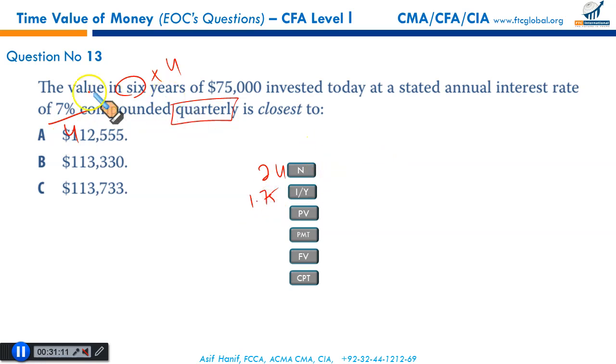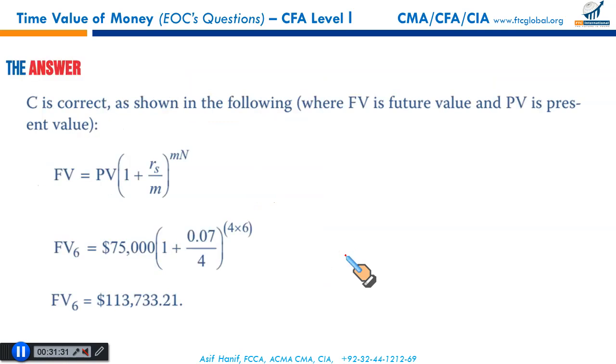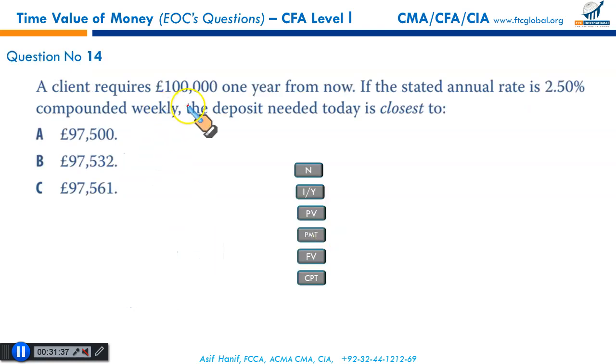What are we interested in? The value in 6 years of 75,000. This 75,000 represents your present value. There is no payment. You just have to compute the future value. Everything is there. You just need to punch in the numbers and you will get your result. And it should be what? I'm sure you would have calculated, some of you. C. 113,733. Correct.